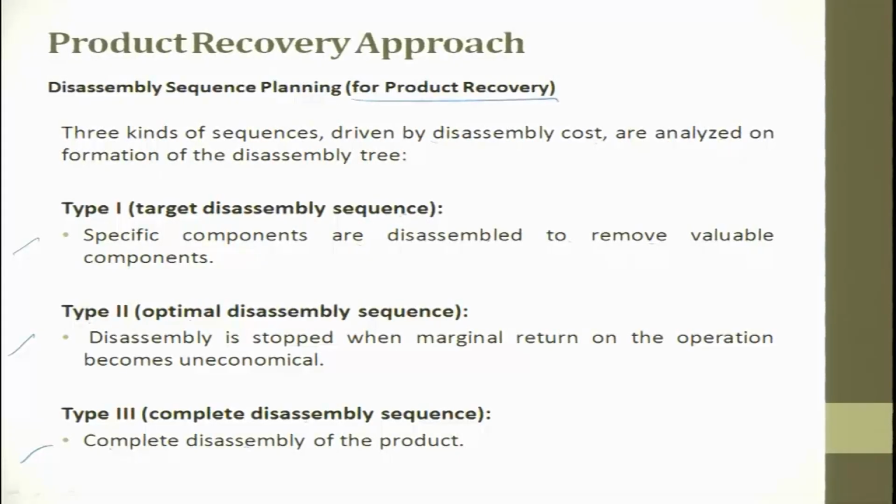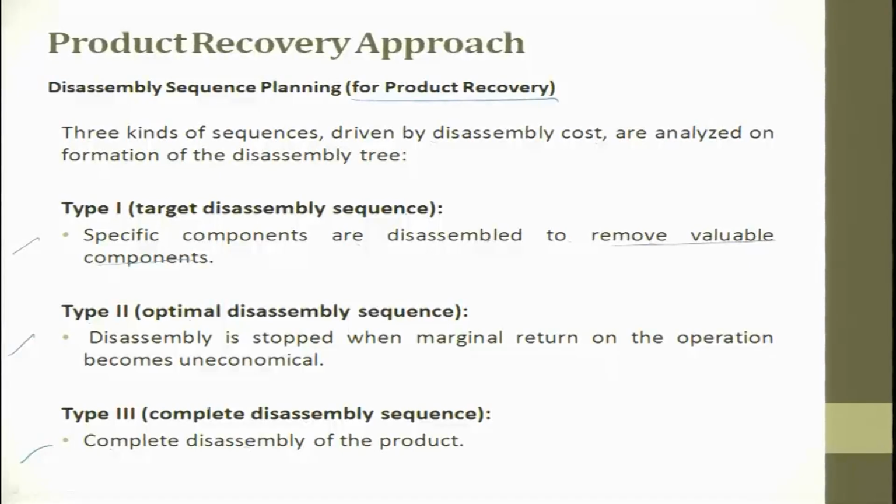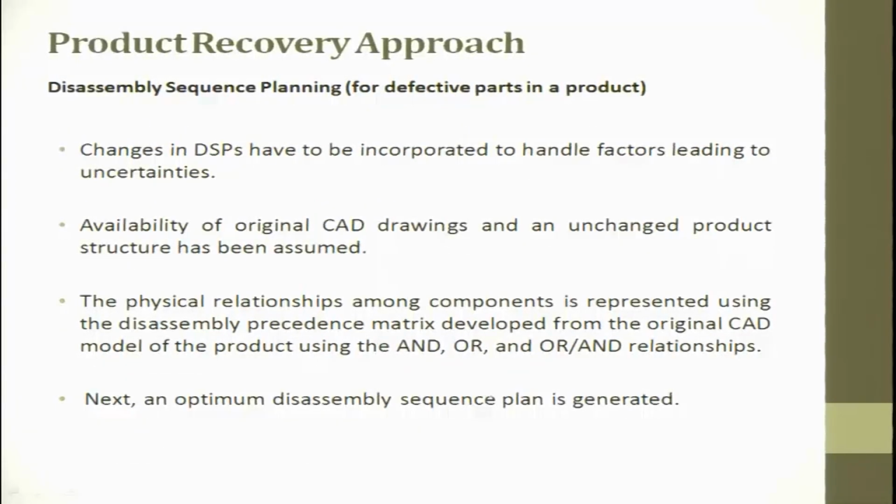Target disassembly sequence means you try to remove valuable components alone. In a car, for example, I find that the engine is pretty expensive, it is the heart, so I want to take it. That is called the target disassembly sequence. Optimal is where you keep on removing until a level beyond which doing anything more is going to be uneconomical. That is the optimum disassembly level, and complete disassembly is completely disassembling everything into small parts.